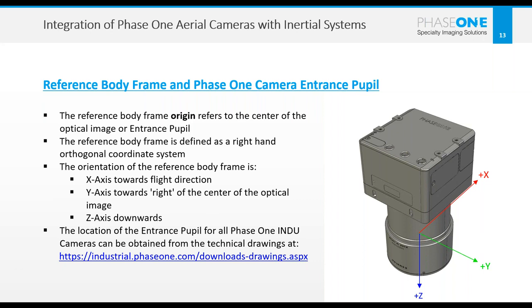So for your reference, all the Phase One aerial cameras are well documented in the download area of our webpage, which is industrial.phaseone.com. You can find all the series, all the interface drawings with the location of the entrance pupil and the mechanical details of every interface.